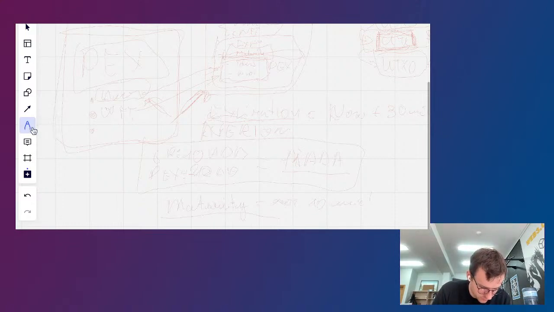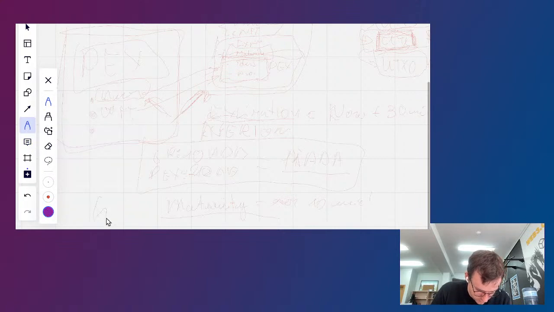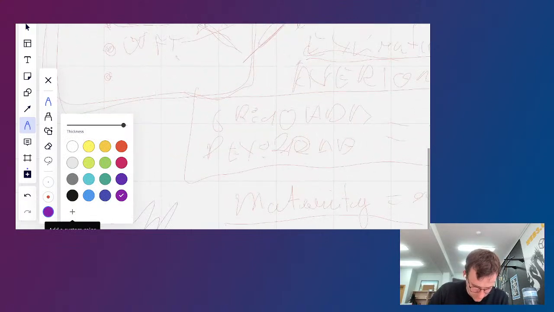Let's try to make it more visible. Zoom in. I will make it more visible to you guys.